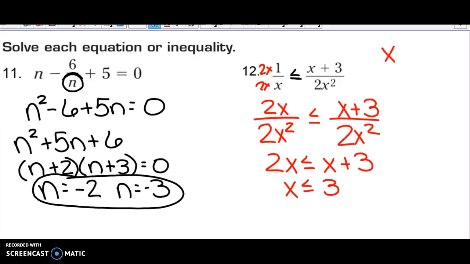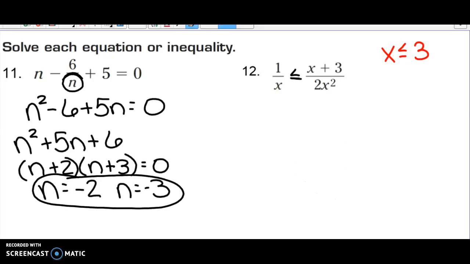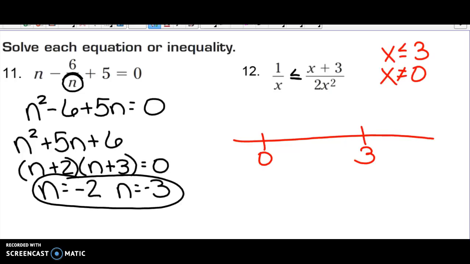All right, so x is less than or equal to 3 is your solution, you think. So let's go and make sure that we check our domain. So the domain cannot be 0. The denominator cannot be 0, so x cannot be 0. Go ahead and make your number line. Let's just check just to be sure. All right, pick some numbers. I'm going to pick -1, 1, and 4. Let's throw some of those numbers in there.